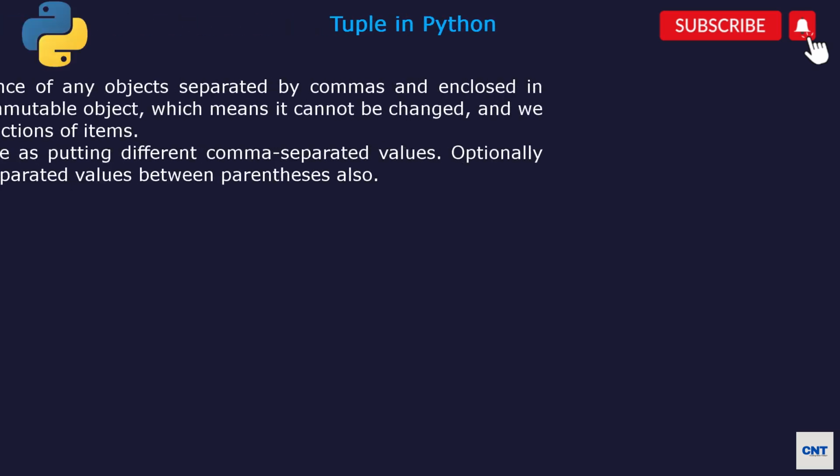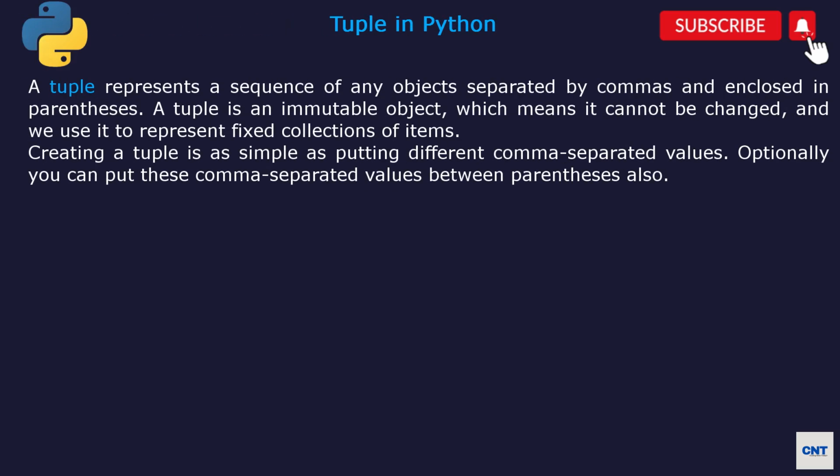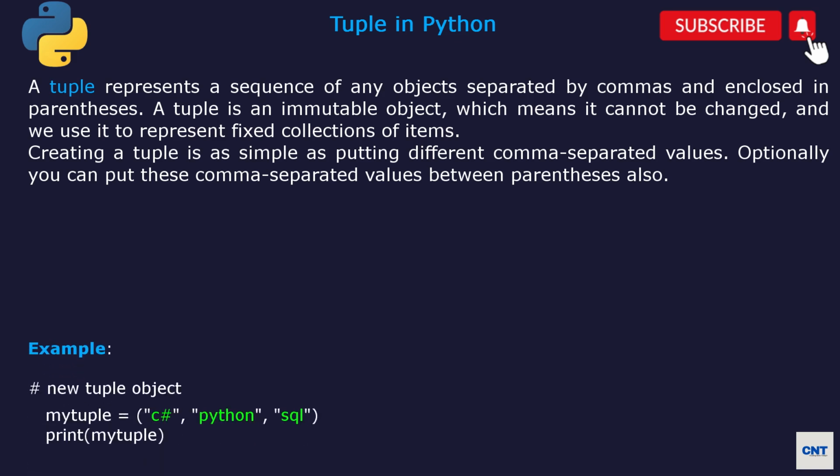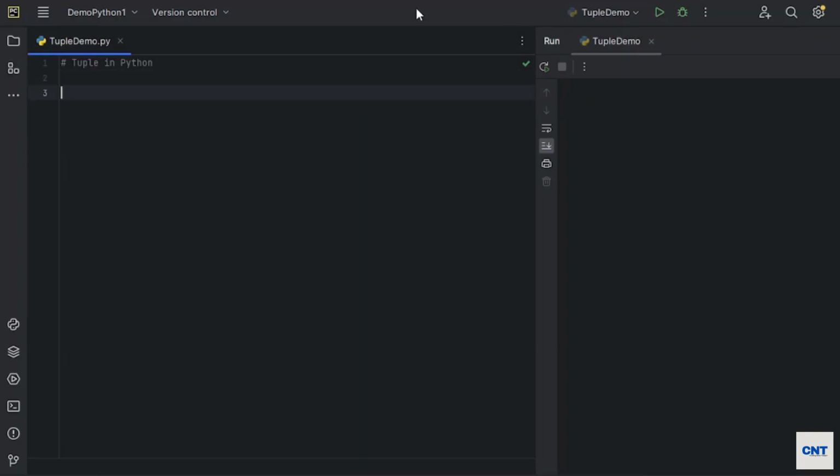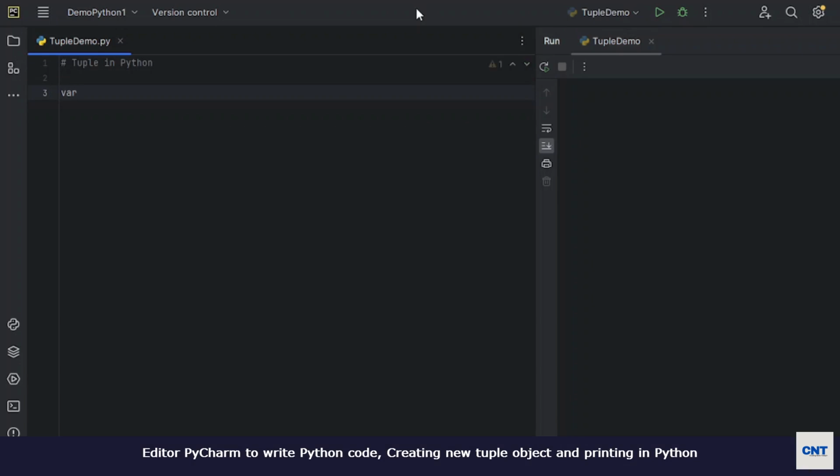Guys, in this video, we will be learning tuple in Python. A tuple represents a sequence of any objects separated by commas and enclosed in parentheses. A tuple is an immutable object, which means it cannot be changed, and we use it to represent a fixed collection of items.